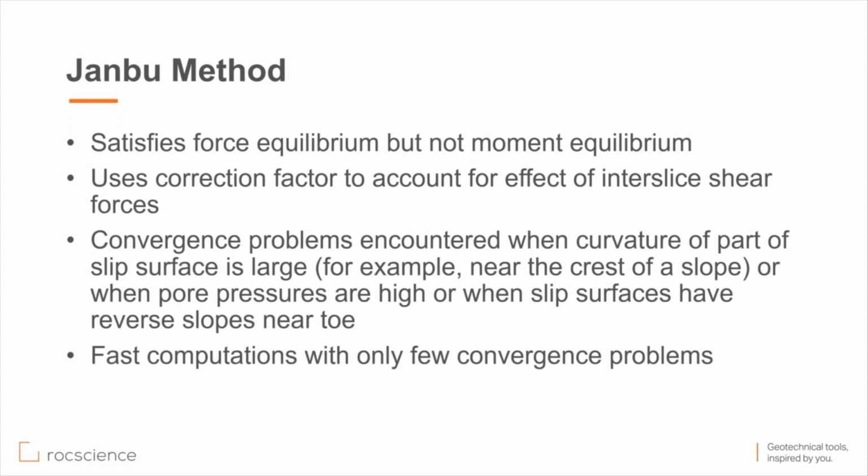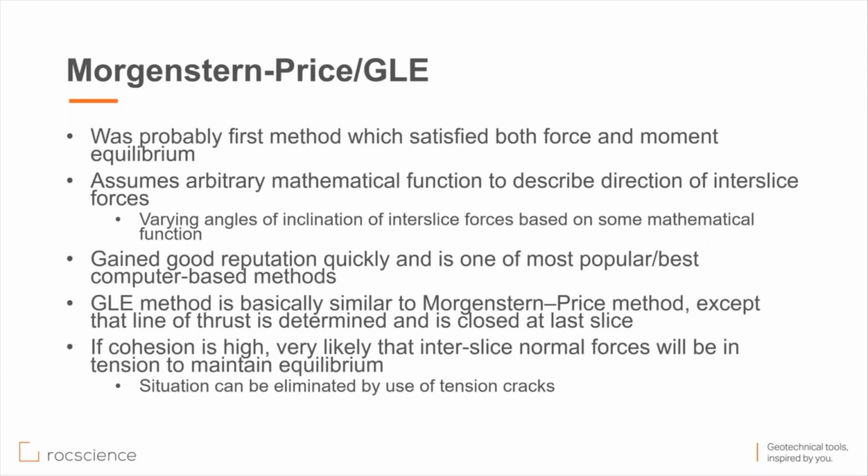Then there's the Janbu method. It satisfies force equilibrium, vertical and horizontal, but not moments. And it tries to use a correction factor to account for interslice shear forces. It can also experience convergence problems similar to the Bishop, same conditions, but its computations are very fast. And again, because it satisfies force equilibrium, that gives it advantages when you're looking at, for example, seismic analysis or pseudostatic seismic analysis.